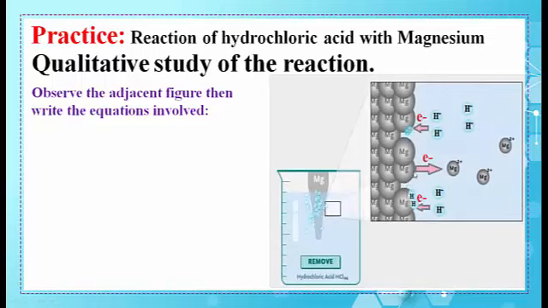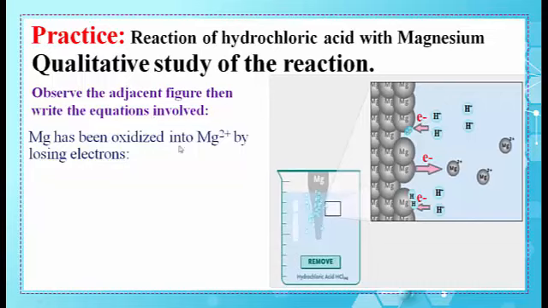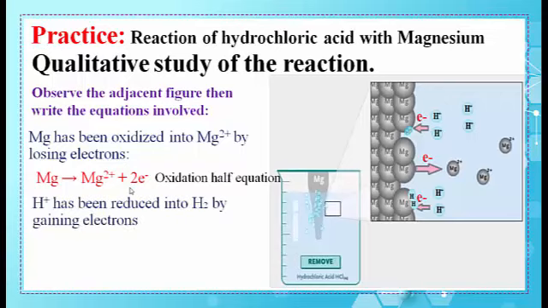Magnesium is losing electrons to be oxidized to form Mg2+. Also, hydrogen ions are gaining these electrons lost by Mg to form H2. Mg has been oxidized into Mg2+ by losing electrons. According to the equation, Mg gives Mg2+ plus 2 electrons. This is the oxidation half equation taking place in this reaction.